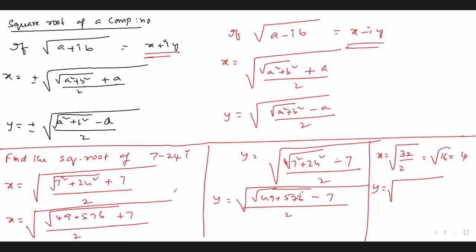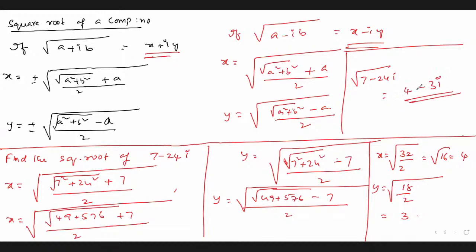No, I'm sorry. This is 576 plus 49 under root 625. 25 minus 7 you should do. 25 minus 7 is equal to 18 by 2, under root 9, which is equal to 3. Therefore, the value of the square root of 7 minus 24i is equal to 4 minus 3i, plus or minus. Copy this one. This is the way how to find out the value of the root of a complex number.